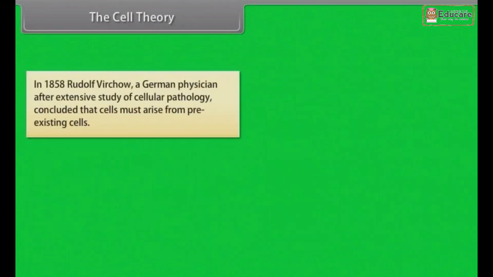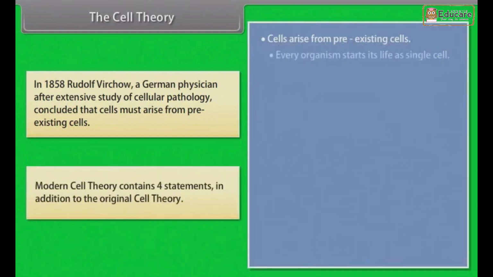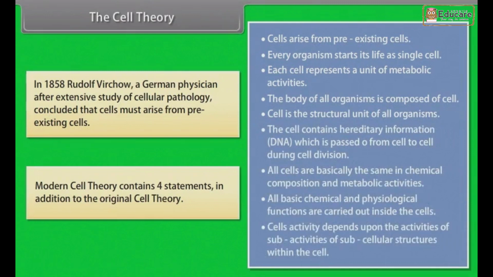In 1858, Rudolf Virchow, a German physician, after extensive study of cellular pathology, concluded that cells must arise from pre-existing cells. Modern cell theory contains 4 statements in addition to the original cell theory.